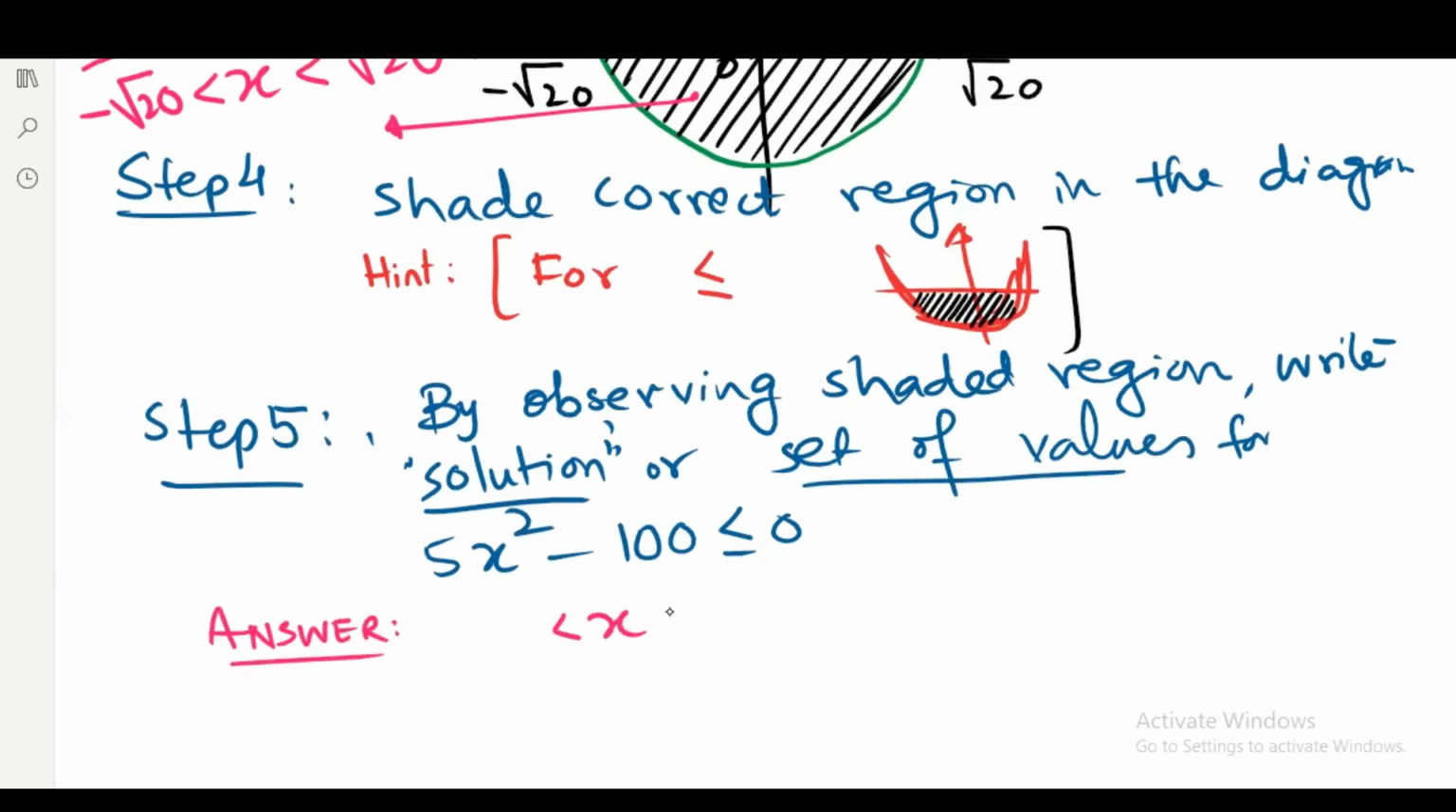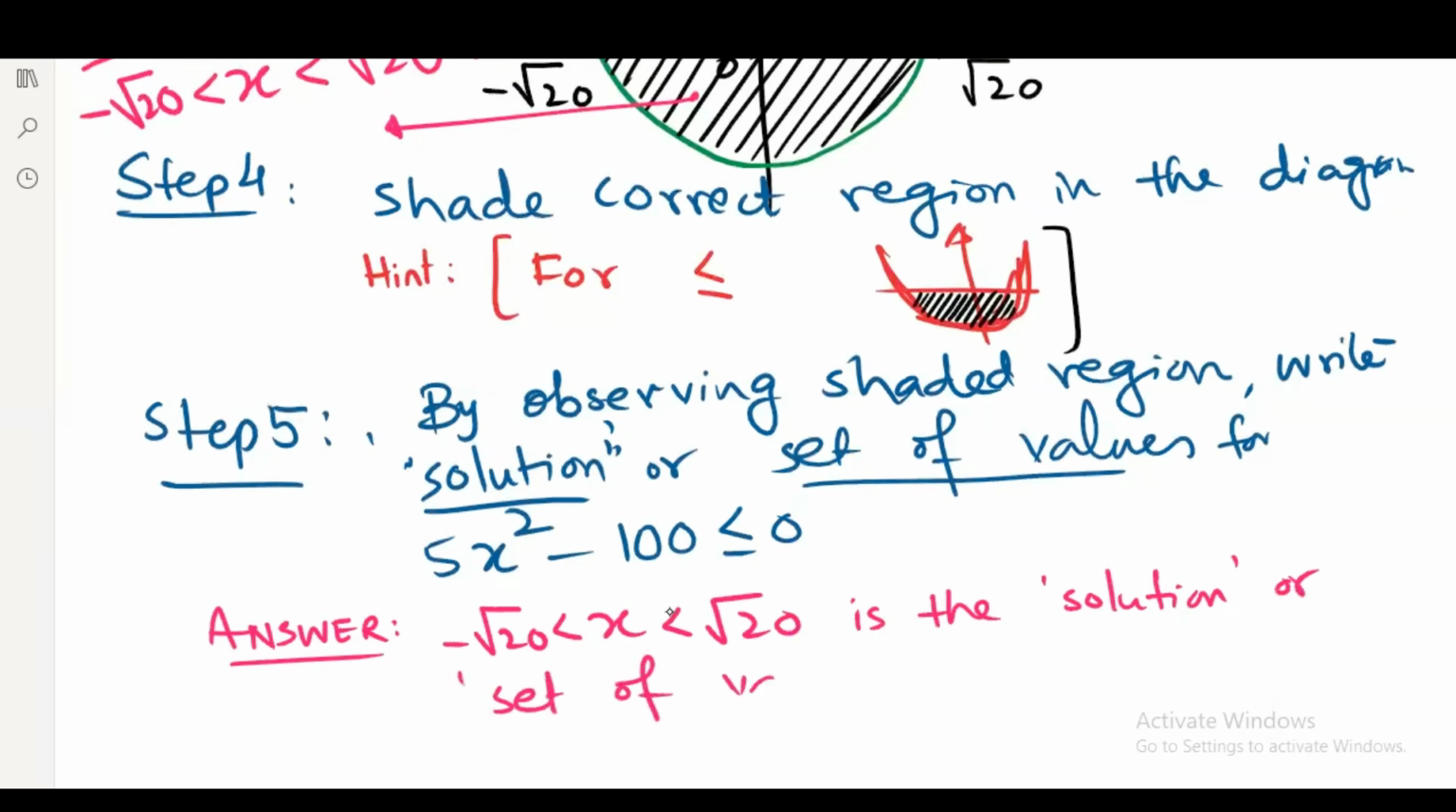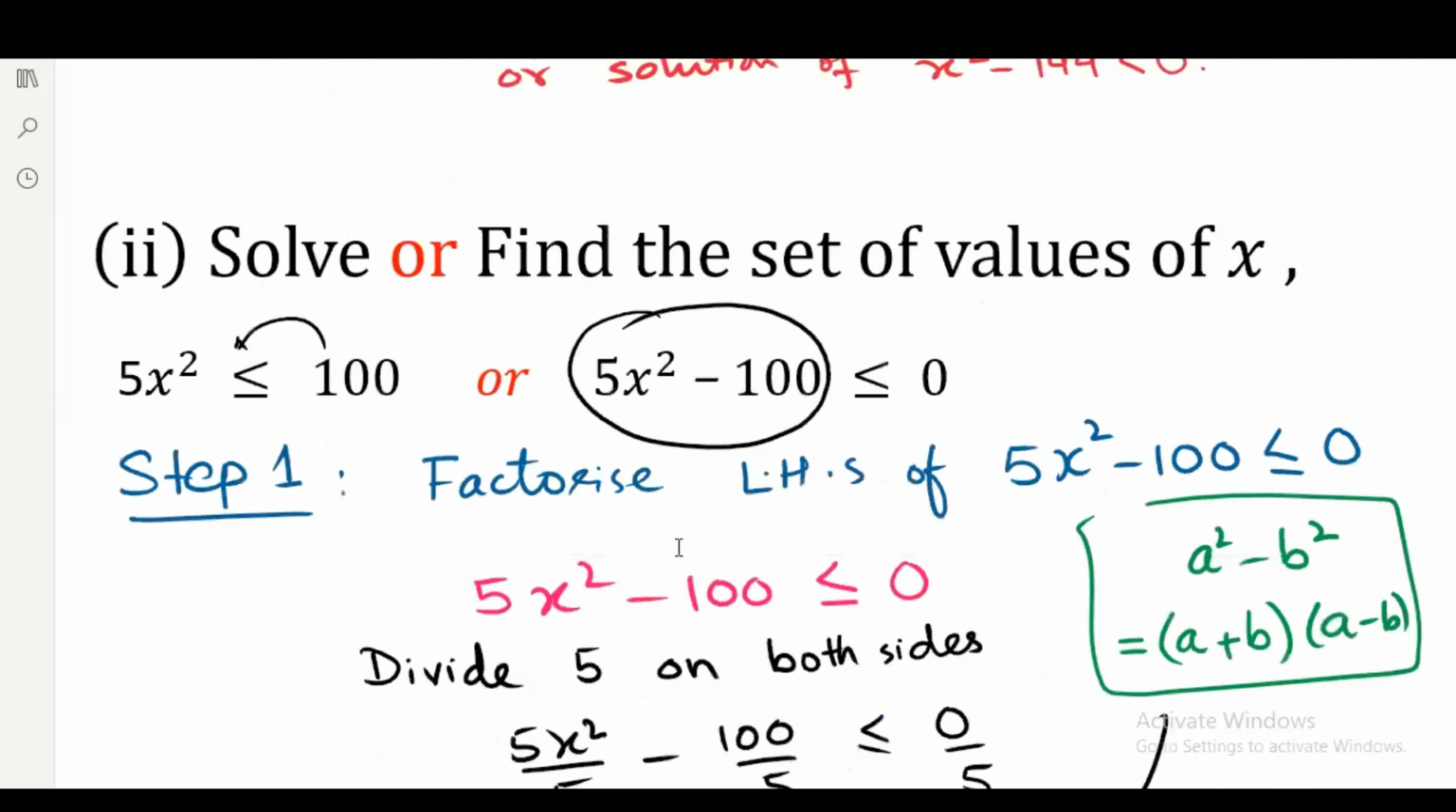x in between minus square root 20 and square root 20 is the solution or set of values of 5x squared minus 100 lesser than equal to 0. So I hope you got the idea how to solve these types of inequalities.